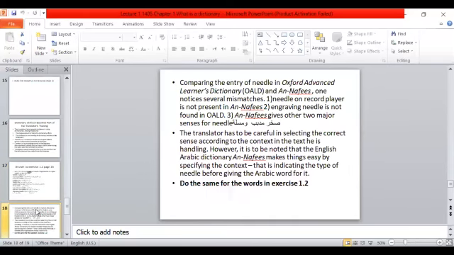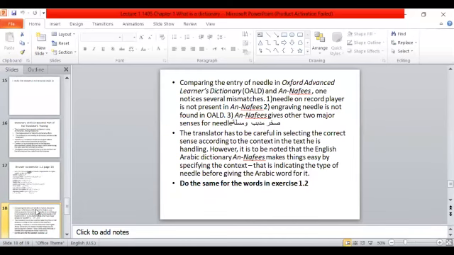Comparing the entry of needle in Oxford Advanced Learners Dictionary and in Nafis, one notices several mismatches. أول حاجة, needle on record player is not present in Nafis. تاني حاجة, engraving needle is not found in Oxford Advanced Learners Dictionary. تالت حاجة, النفيس gives other two major senses for needle, صخر مدبب ومسلة.